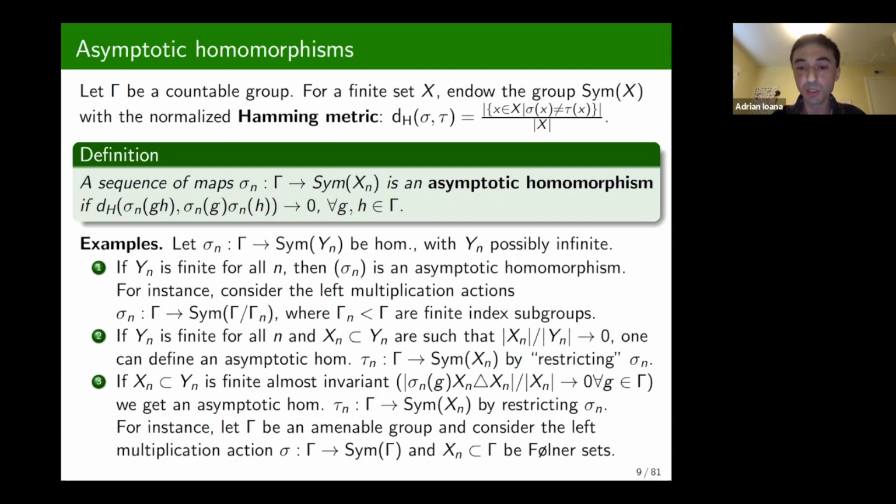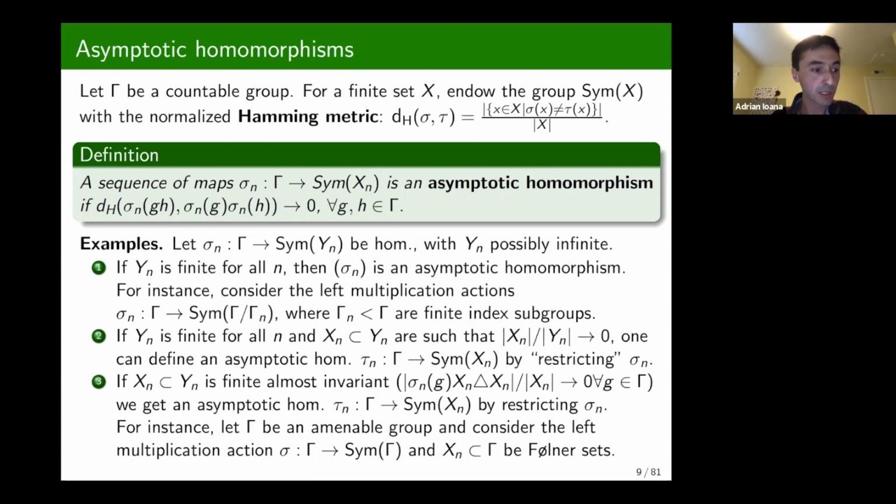So if you take an amenable group, you can look at the left translation action of gamma on itself. So this is a homomorphism from gamma to the symmetric group of gamma. And because the group is amenable, this action has left invariant sets. These are the Følner sets of the group. And if I take such a sequence of Følner sets Xn, then I can apply this procedure to get an asymptotic homomorphism from gamma to the symmetric groups of the sets. All right, so these are some examples of how you can build asymptotic homomorphisms.